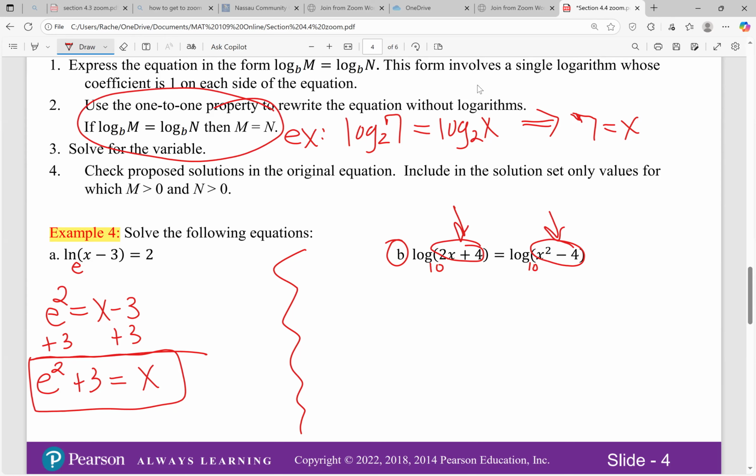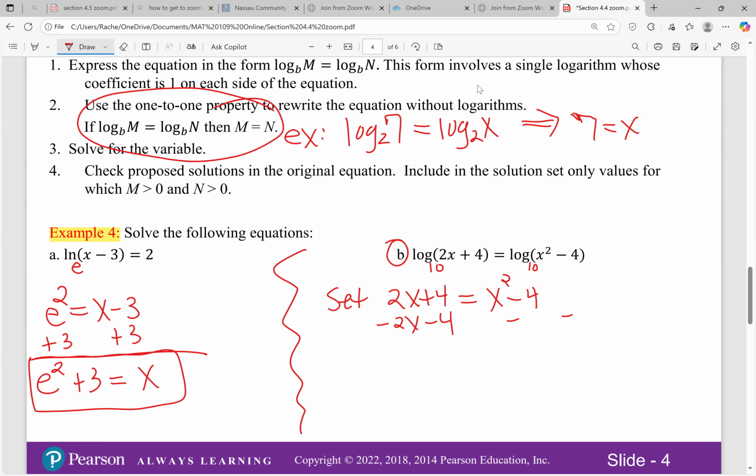So we can set 2x plus 4 equal to x squared minus 4. They have to be equal, right? Because that's the only way that both sides of this equation are going to be exactly the same. They have to equal one another. So we set them equal to each other, right? And now this is a quadratic because I have an x squared term. So let's set the quadratic equal to 0. So I'm going to subtract 2x from both sides, and I'm going to subtract 4 from both sides.